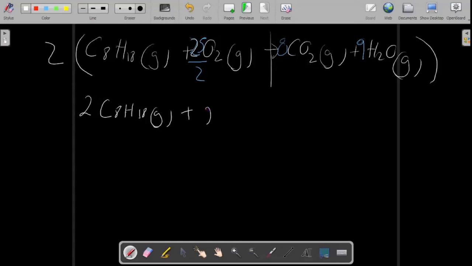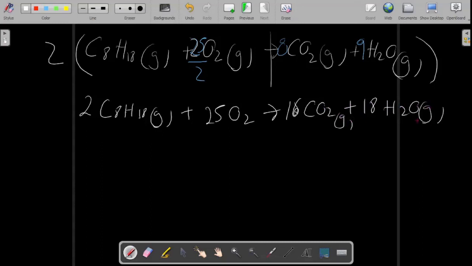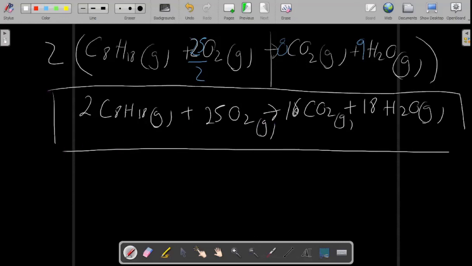So 25 of the oxygen to yield 16 of carbon dioxide plus 18 of water. This is a gas, and this is a gas, and this is a gas. Okay, now I have a recipe. After I balanced it, I have a recipe. Now I can do stoichiometry and relate things.